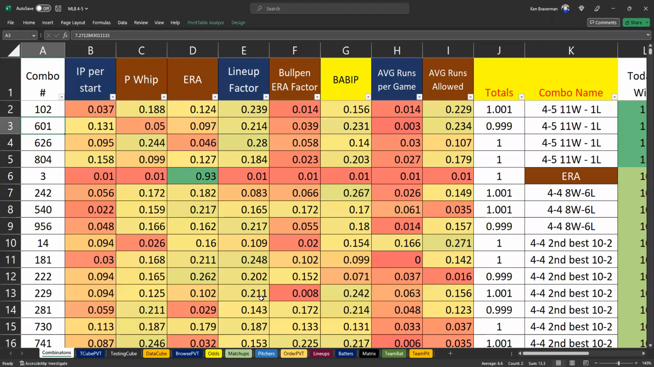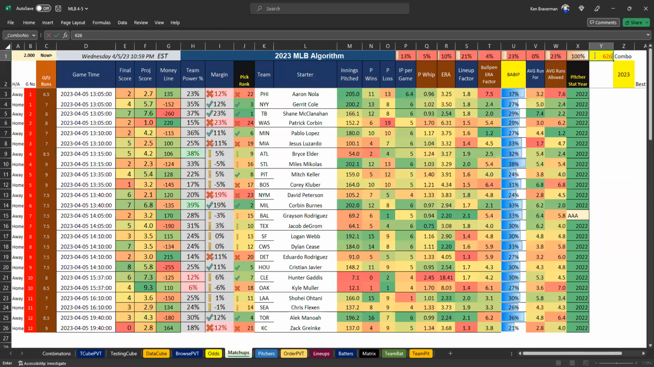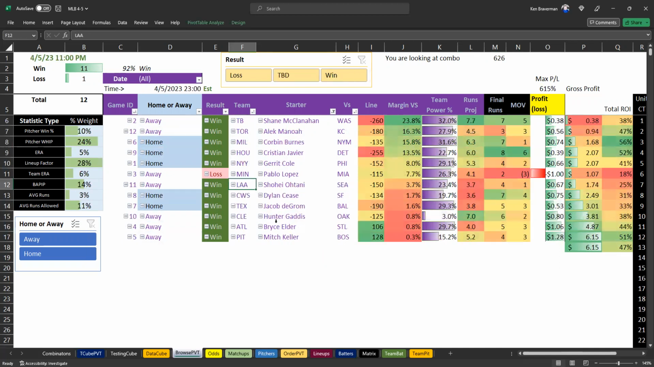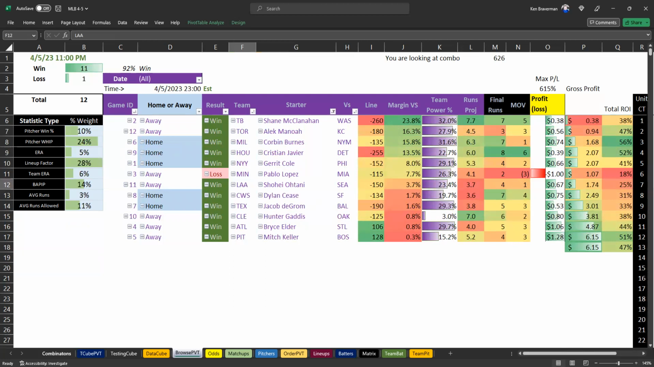What about this other combination? 626. Let's try that one. Refresh. And same thing where Minnesota just loses right in the middle, but this is an 11-1 day, and I mean, you can't really complain about this.